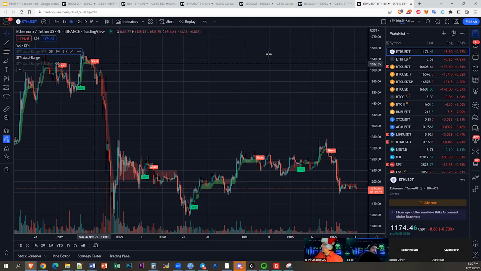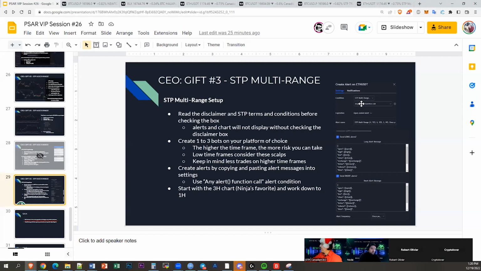Make sure when you're making your alerts, I didn't cover this, that you select any alert function call. Make sure that you're using that rather than any of the other alerts on there, and copy and paste your long and short alerts in there.